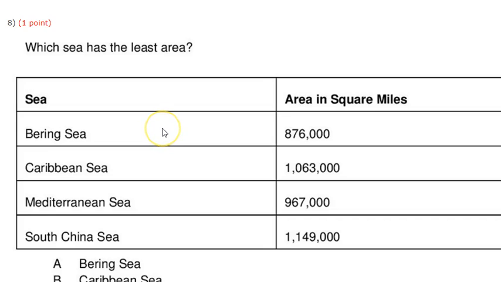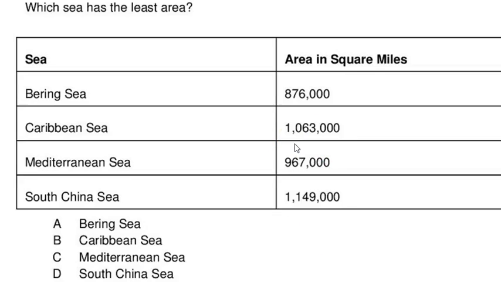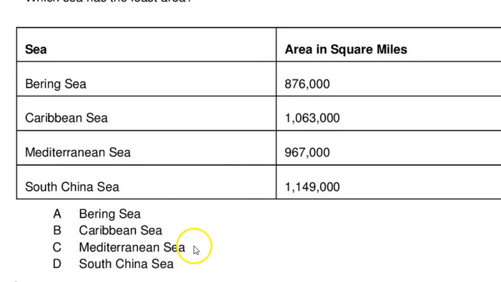Number 8. Which sea has the least area? You've got the Bering Sea, Caribbean Sea, Mediterranean Sea, and South China Sea. So which one of these has the smallest area? Is it the Bering Sea, Caribbean Sea, Mediterranean Sea, or South China Sea? Which one of these has the least area?